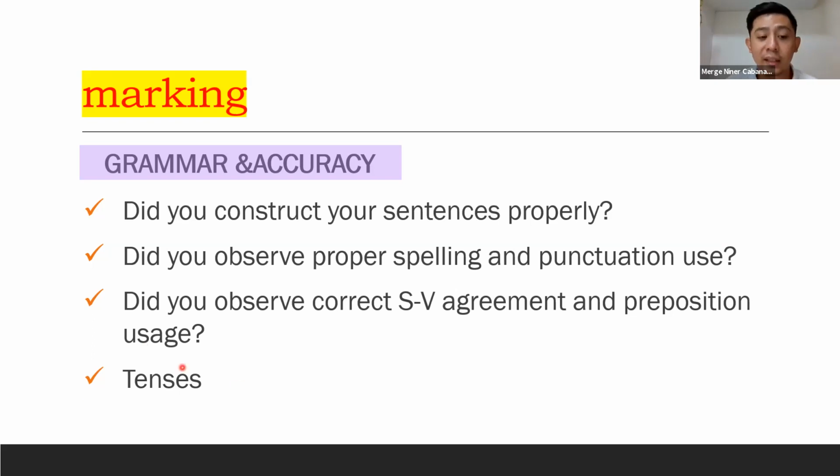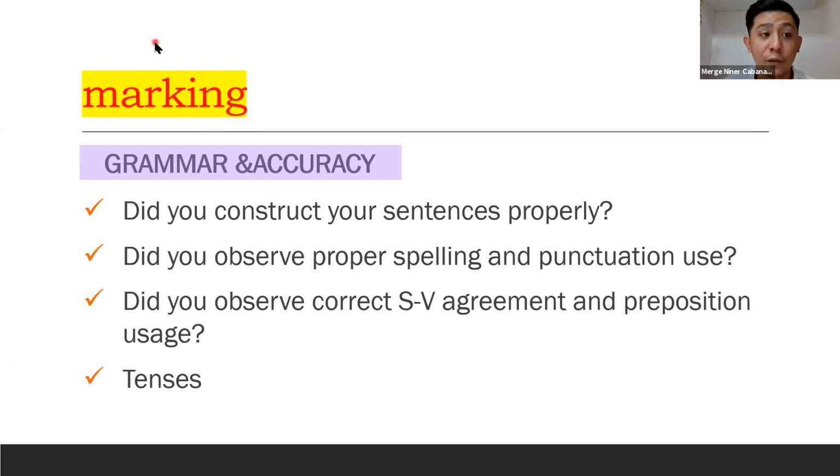Your tenses discussion was presented to you two weeks ago. So Grammar 3 is for tenses, Grammar 2 is for subject verb agreement, and preposition is for Grammar 6.